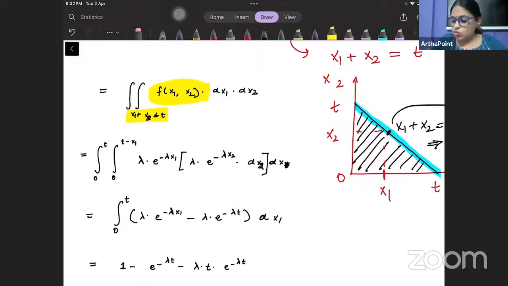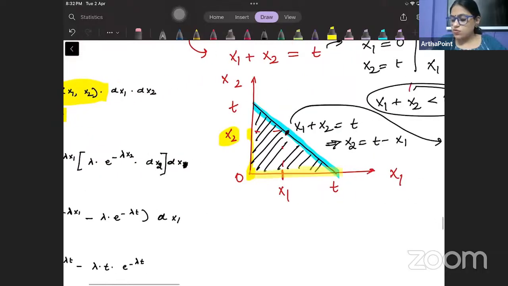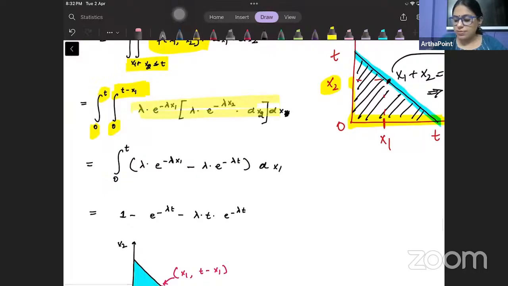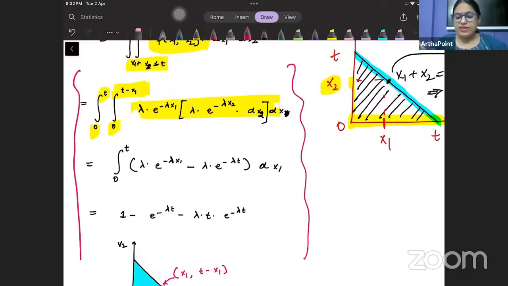So my x2 goes from 0 to x2, but x2 is t minus x1. And then x1 goes from 0 to t. And this is the joint distribution function. ये हमें joint distribution function दिया हुआ है. तो actually this is from last semester. ये हमारे लिए इतना relevant इस sem के लिए नहीं है. We have already done this thing.